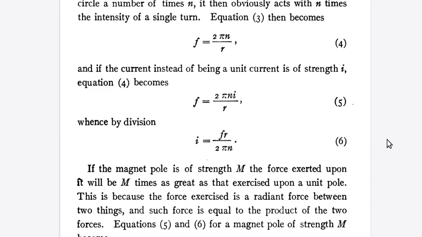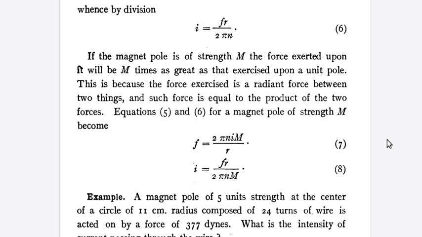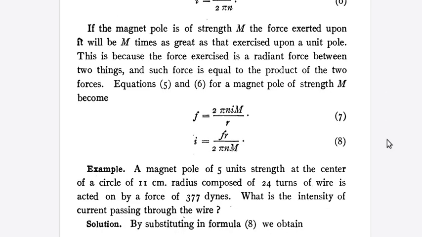That is equation 6. Now finally, if the magnet pole has strength m, then the force will be m times greater. This is because the force between the current and the pole depends on both their strengths. It is a product of two effects. So equations 5 and 6 for a magnet pole of strength m become F equals 2 pi n I m over r. That is equation 7. And solving for current I, we get I equals Fr over 2 pi n m.